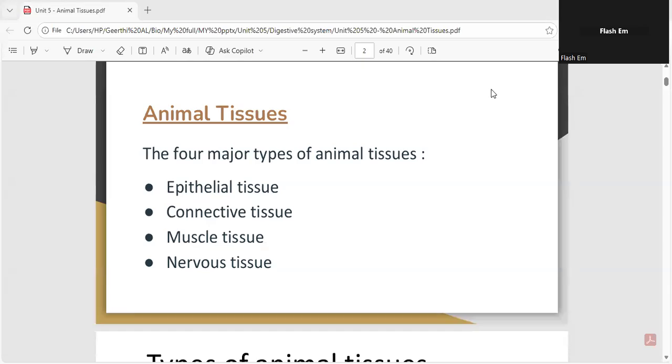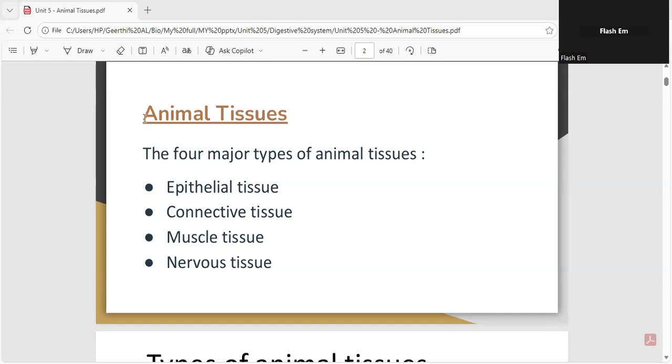So, hi all. Today we are going to study the first section of unit number 5, which is going to be animal tissues. Okay, so I have already given the reviews in the Flash and Telegram group. So you can refer to the past paper MCQ reviews for this supplement. Okay, so let's move on to this unit.